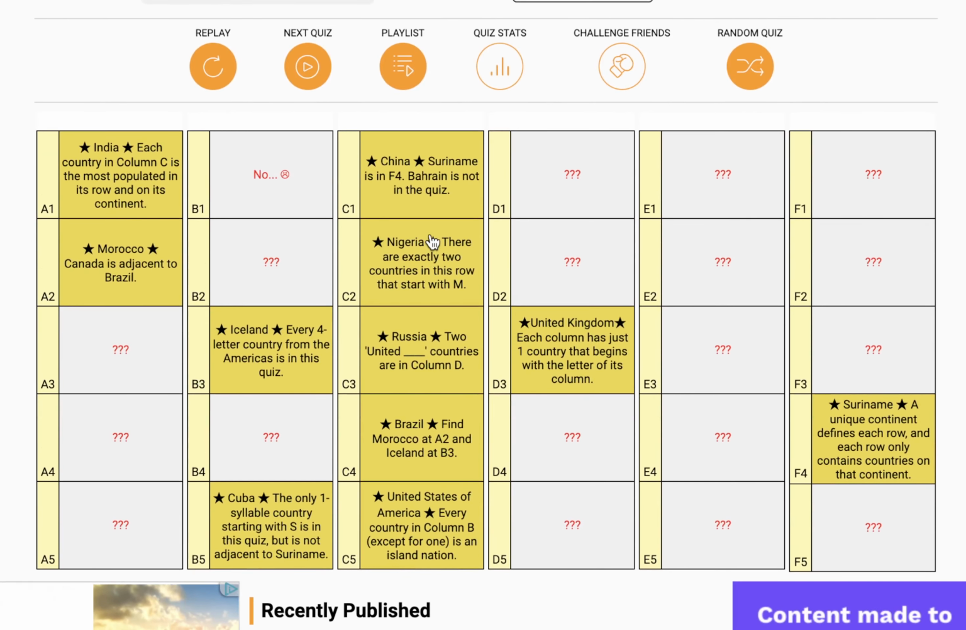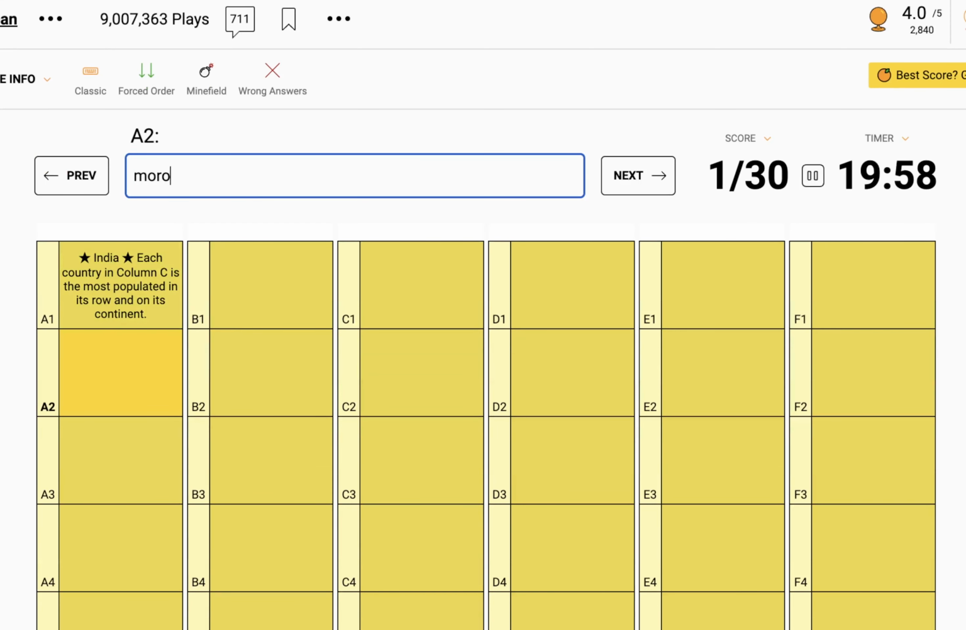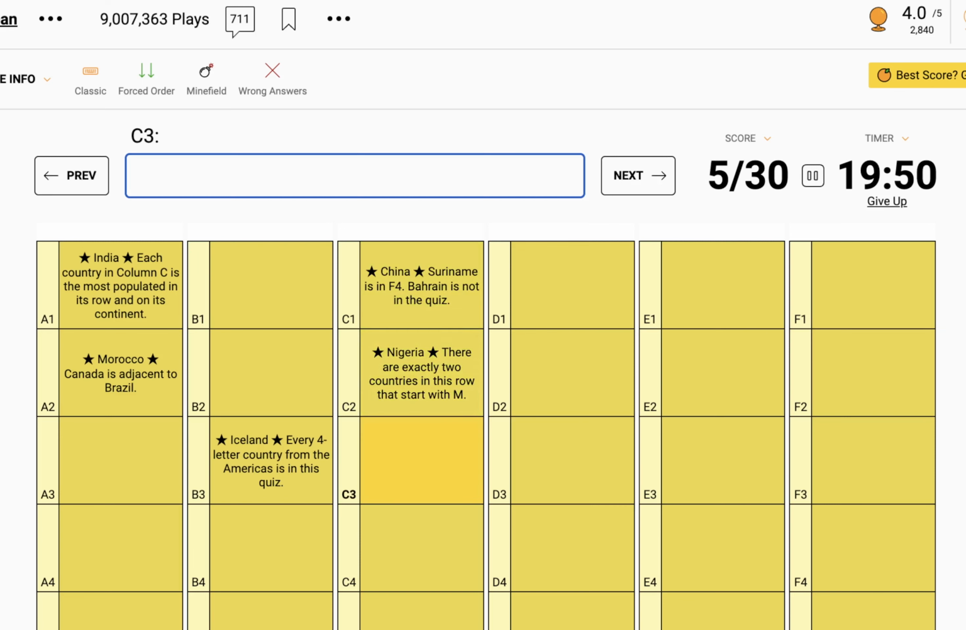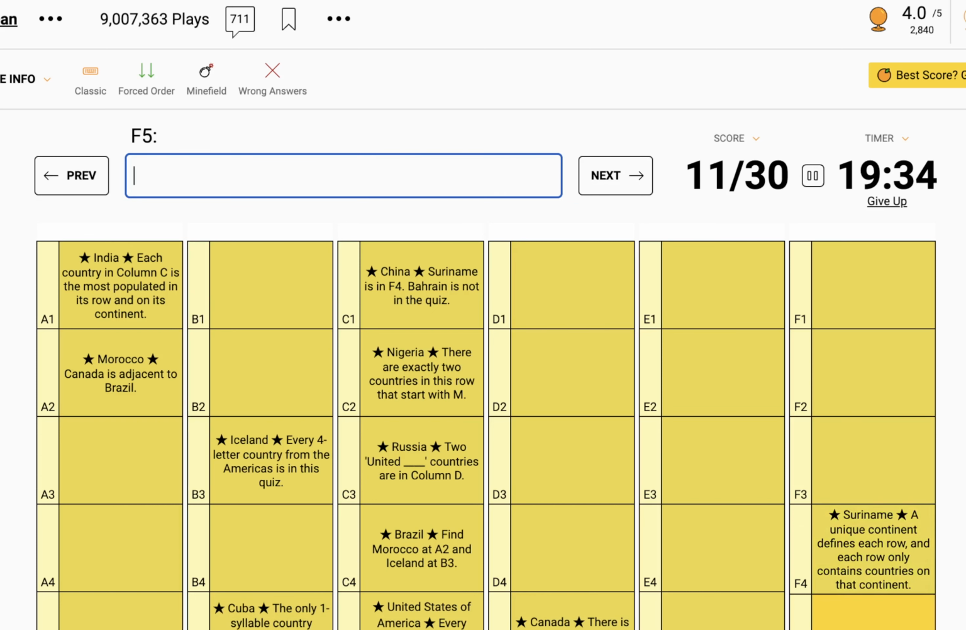Okay, so I'm going to fill this back in with exactly what I have. I'm not giving up completely yet. I want to try one more time. We got India, Morocco, Iceland, China, Nigeria, Russia, Brazil, the USA. We had Cuba and Canada. What else do we have? This should be Suriname. Did we have anything else? Yeah, we had the UK right here.